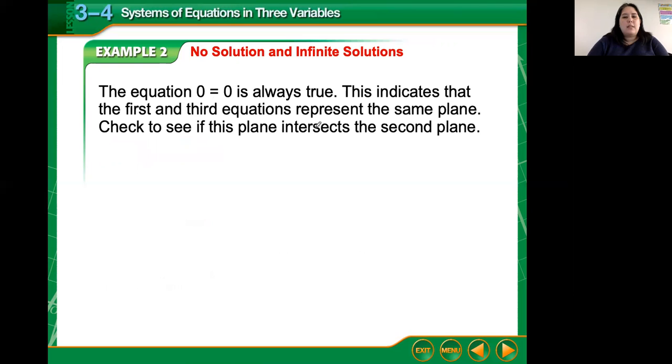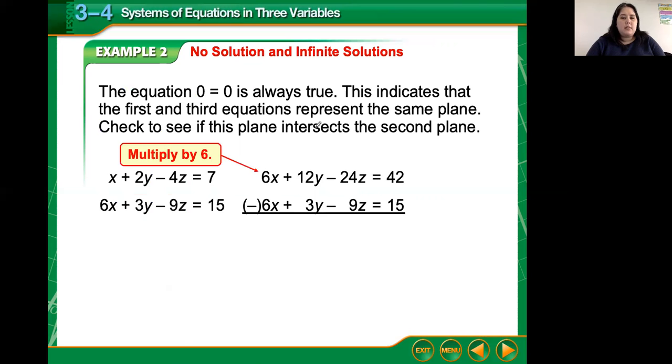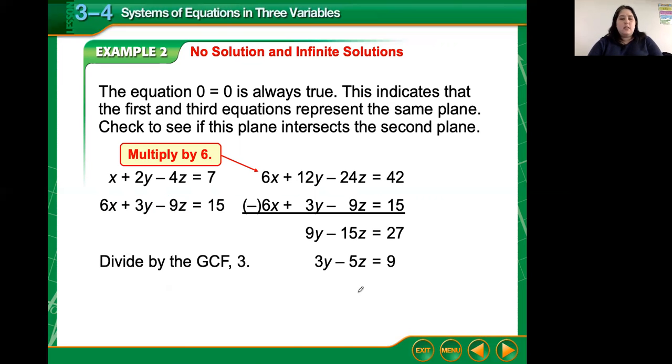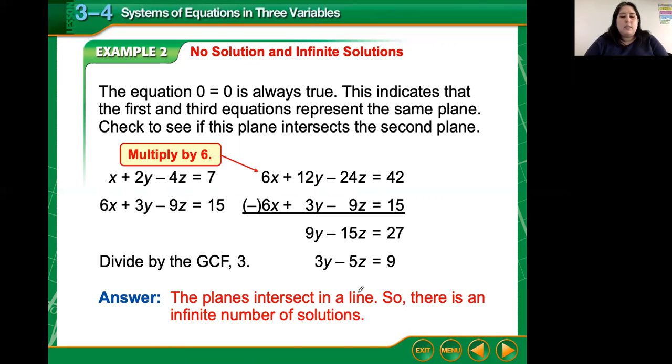But we need to make sure that the first and third planes actually intersect the second plane before we can say we have infinite solutions. And as long as I don't get a false statement, like 0 equals 1, then I'm good to go. So when we eliminate y using the third and second equations, we get 9y minus 15z equals 27. Since I get that, it does intersect at a line, so there is an infinite number of solutions.